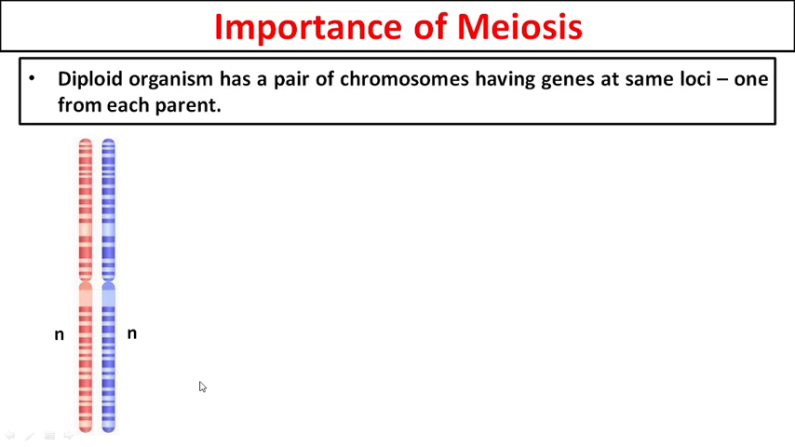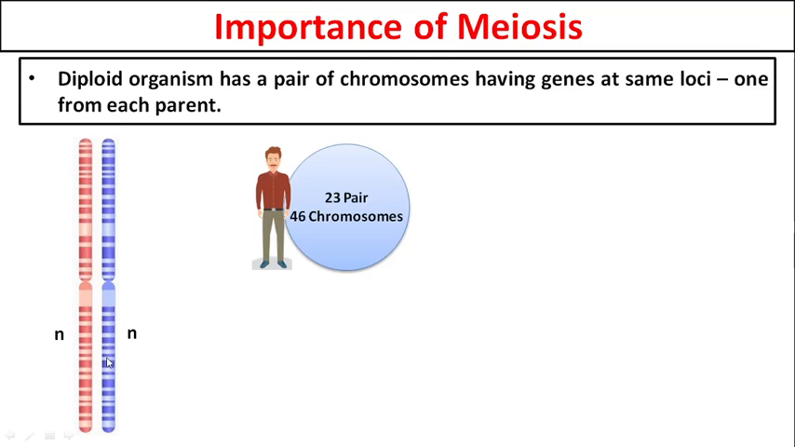So this 2n condition or diploid condition is shown like this. These are called homologous chromosomes, a homologous pair of chromosomes. It means these are same chromosomes. It could be chromosome pair number 1, it could be pair number 2, it could be pair number 22. All of these autosomes, apart from the sex chromosomes, which are X and Y, are different. But apart from those, the 22 pairs that you have in your body are all homologous chromosomes like this.